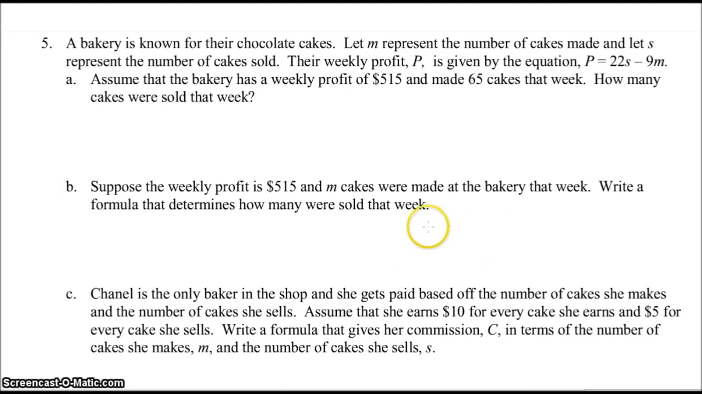So let's just work with what we got. We have P equals 22S minus 9M. And P is our profit. And we know that the profit was $515. So we can just replace this P with 515. Substitution. Okay, let's see if we know S or M. S is the number of cakes sold and M is the number of cakes made. And we know that they made 65 cakes that week. So we don't know S.